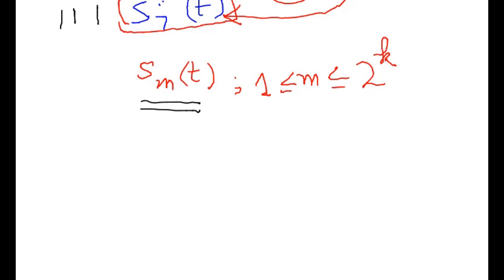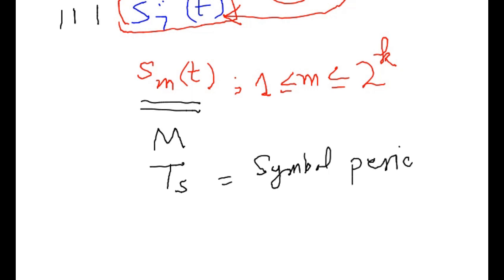We can have capital M possible signals, or capital M unique signals or symbols. Signals are usually transmitted over the symbol period. So this is our symbol period, T_S. These symbols are transmitted over T_S.